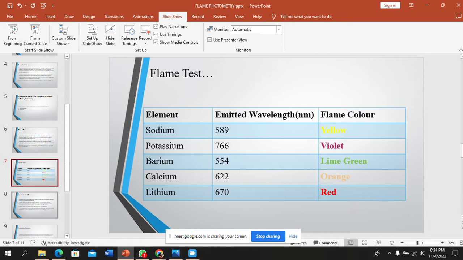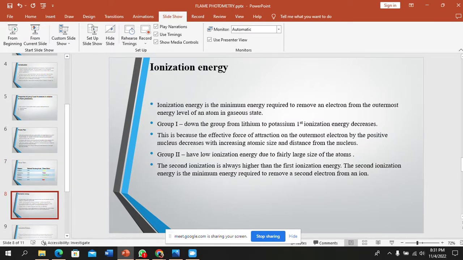Then we have another property which we are going to look into, which is the ionization energy. What do you understand by the term ionization energy? It is the amount of energy that is used when breaking a bond. Okay, that is the amount of energy required when breaking a bond. A nice trial. Any other trial?